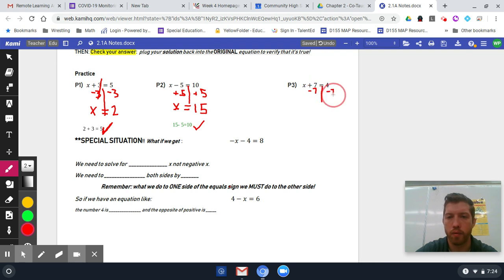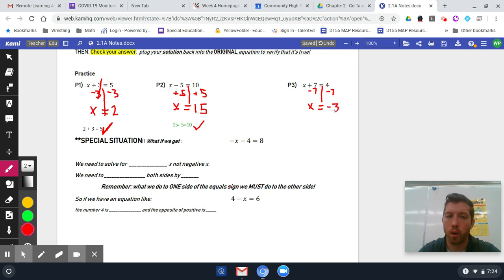So we subtract 7. If we do it to one side, we always have to do it to the other side. We're keeping it balanced. 7 minus 7 is 0, so we're left with x. We isolated the variable. Always the first step, isolate the variable. And then on the other side, we now have 4 minus 7. That's where you have to make sure you're doing your math right, and that's why this one's maybe a little harder to do as mental math. So 4 minus 7 gives us a negative number, which is -3.